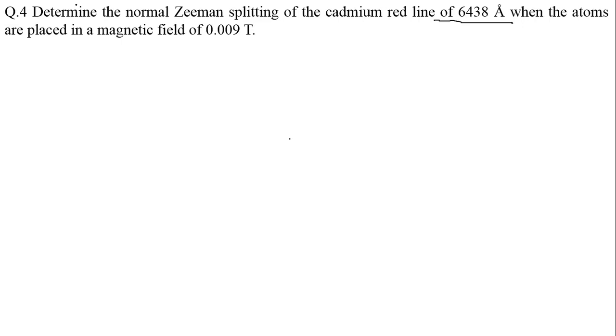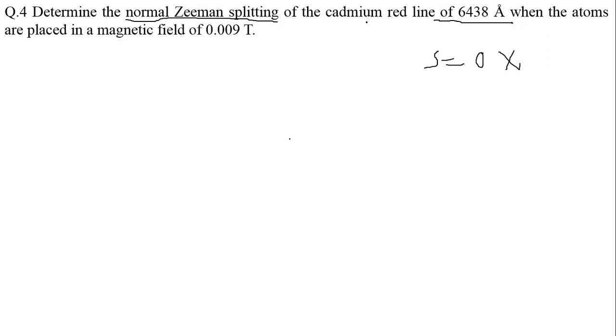However, here it is given that it is normal Zeeman splitting. Can anyone tell me how many types of Zeeman effect there are? There are two types of Zeeman effect. One is the normal Zeeman effect and another is the anomalous Zeeman effect. However, you will read about it in upcoming lectures. So basically, in the normal Zeeman effect, S is equal to 0, that is, no spin is considered. But in the anomalous Zeeman effect, there is consideration of spin.